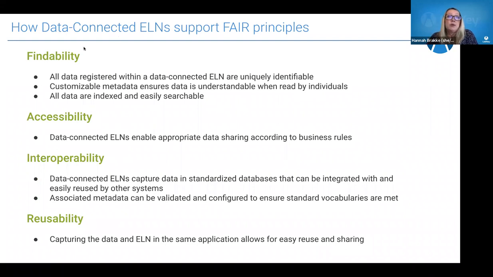I want to talk a little bit as well about how these data connected ELNs can really support the FAIR principles we were talking about. Findability: making sure that these systems are creating data that are uniquely identifiable in some way. They should also have customizable metadata, to make sure that the type of information you're capturing on this data in the lab is relevant and can be customized by folks that are actually doing the science. And being able to find it also means being able to search for it within the system, and that's where the power of an electronic tool comes in over paper tools.